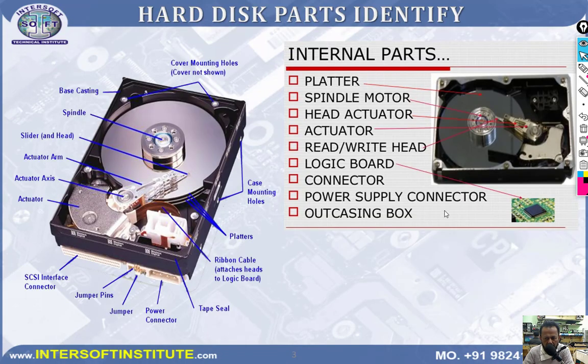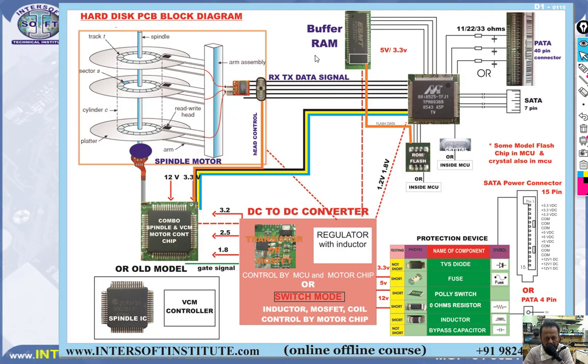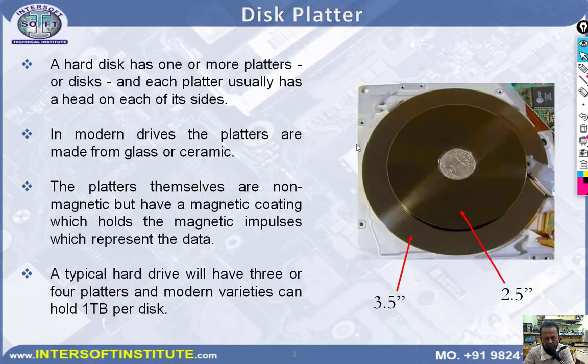First of all, we will go to the logic part, that is the PCB. We have already seen the PCB. These are the PCB main components. Here is the power connection, protection, switching. Then it goes to the motor rotation, and here the data signals come, and onwards like that. So this is your hard disk block diagram, the PCB.